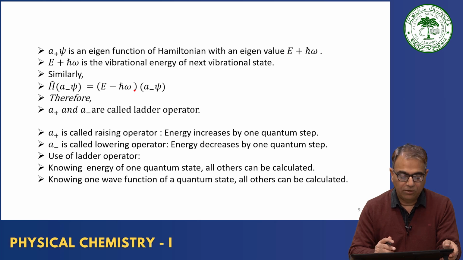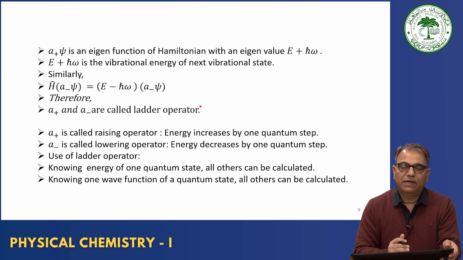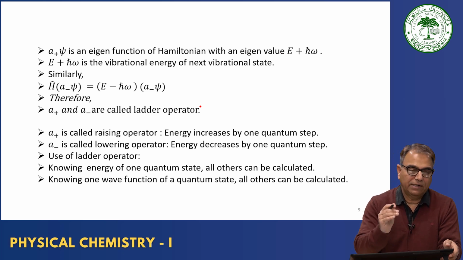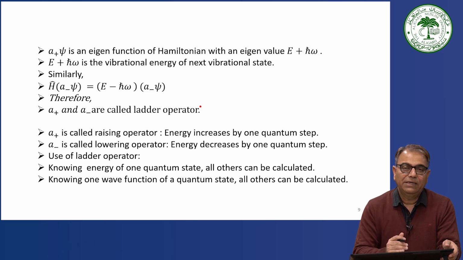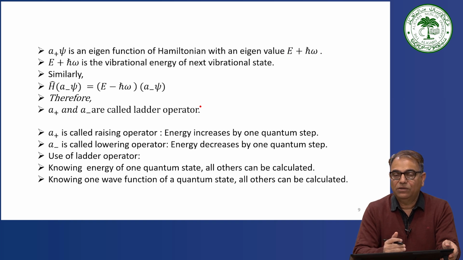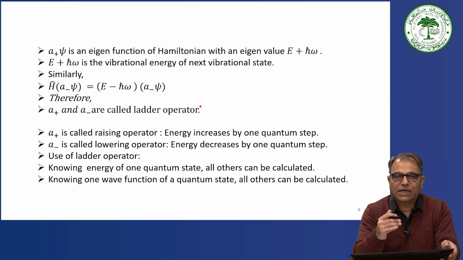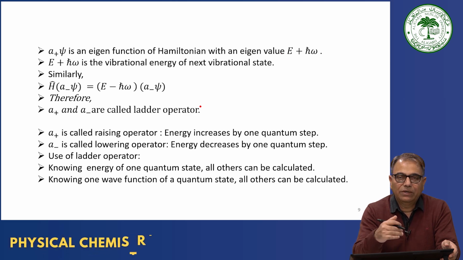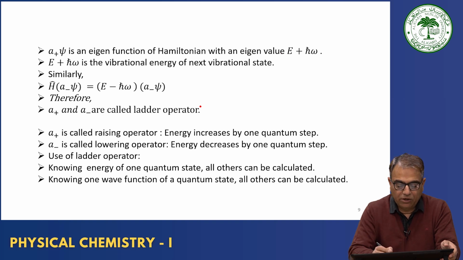That is why it is called a ladder operator. Therefore, A plus and A minus are called ladder operators, because using A plus and A minus, one can rise in the energy levels and one can come down the energy levels also. But in every case, you will do it one step each time. You will not jump. You will go from first to second, second to third, third to fourth if you are using A plus. If you are using A minus, then fourth to third, third to second, second to first, and first to 0. This way you can go up and down. That is why they are ladder operators.